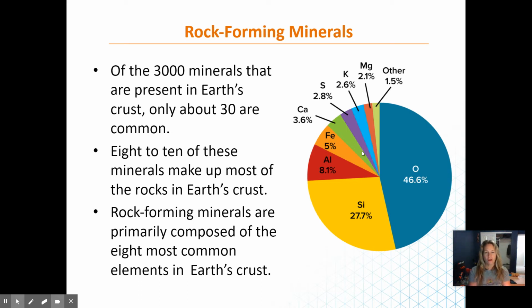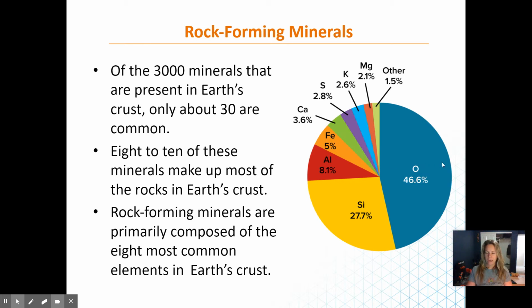There are 3,000 minerals altogether, but only about 30 of them are actually common. So we see those a lot. And those other ones that aren't as common, a lot of times those tend to be our gemstones. So things that we might wear as jewelry. Diamond, for example, is precious, and so it's not something that's very common. So that's why it's fairly expensive.